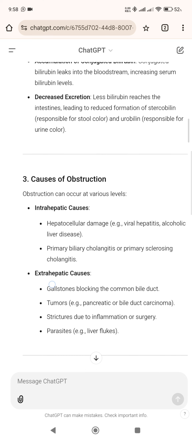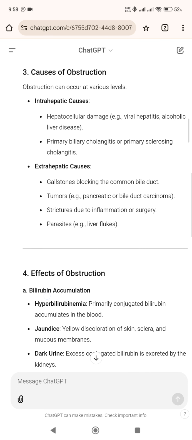3. Causes of obstruction. Obstruction can occur at various levels. Intrahepatic causes: hepatocellular damage, e.g. viral hepatitis, alcoholic liver disease; primary biliary cholangitis or primary sclerosing cholangitis. Extrahepatic causes: gallstones blocking the common bile duct; tumors, e.g. pancreatic or bile duct carcinoma; strictures due to inflammation or surgery; parasites, e.g. liver flukes.